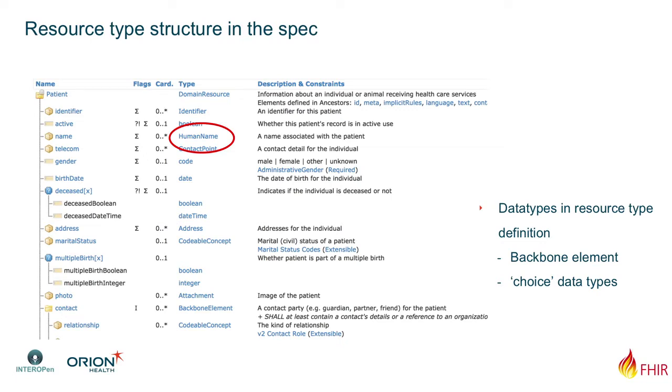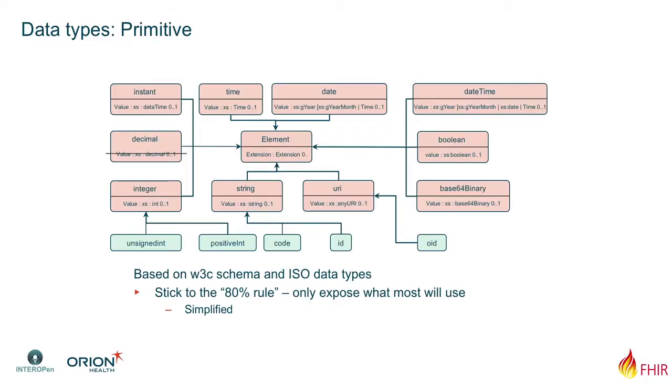So what I want to do is dig into this concept of data types. As you can see, each element has got a particular data type. What is a data type? There are two kinds of data types in FHIR. There are primitive data types and there are complex data types. These are the primitive ones.